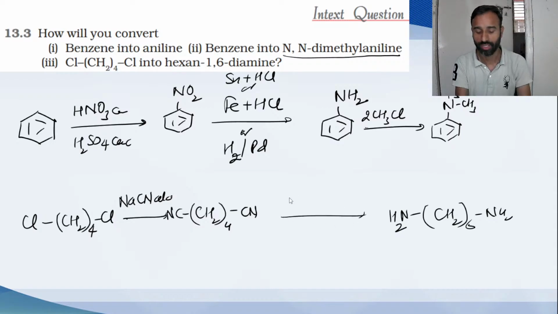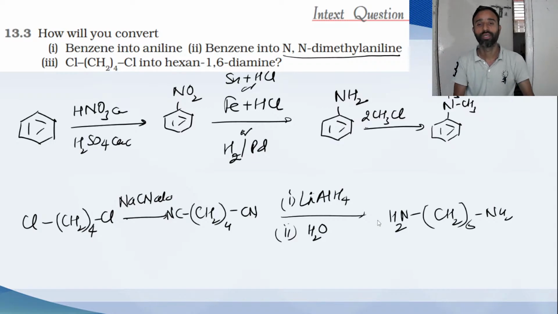And then on further reduction, CN is reduced by lithium aluminum hydride, and we get CH2NH2 on both sides. And this way we get hexane-1,6-diamine.